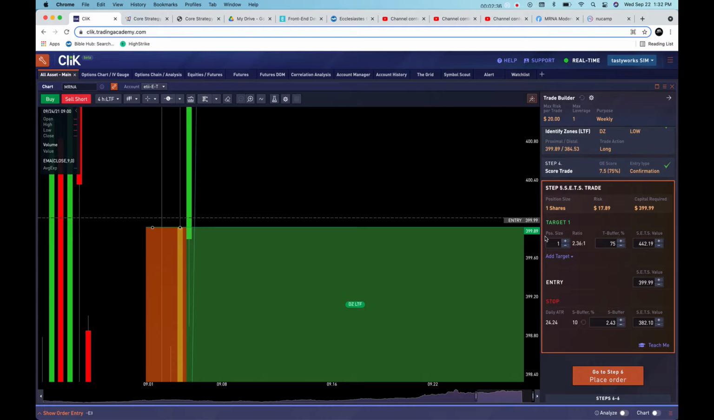$399.89. So for confirmation entry, what you're waiting for is for price to come down and cross below your proximal line. Then it's going to come back up above your proximal line, but you're not going to enter the trade until price hits at least 10 cents above your proximal line.